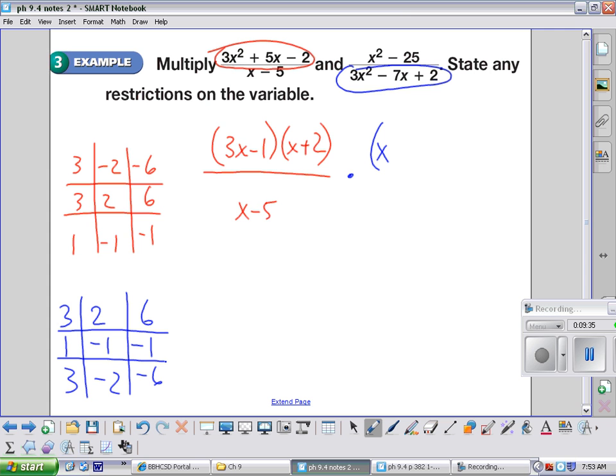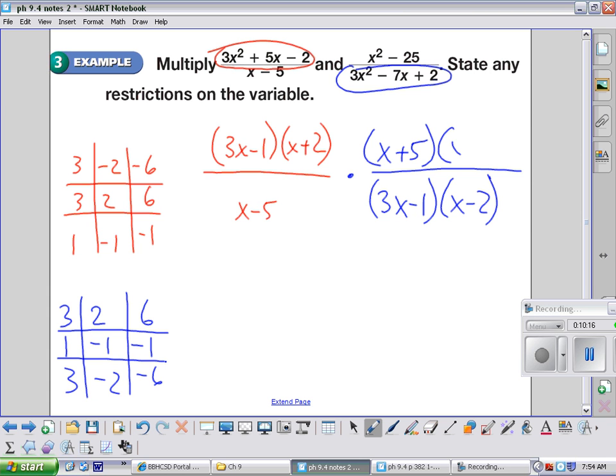So this turns into x minus 2 and 3x minus 1. And that's in the denominator, I'm sorry. Okay, and all right, that is in my denominator. The top, hopefully we recognize as difference of squares, x plus 5, x minus 5.